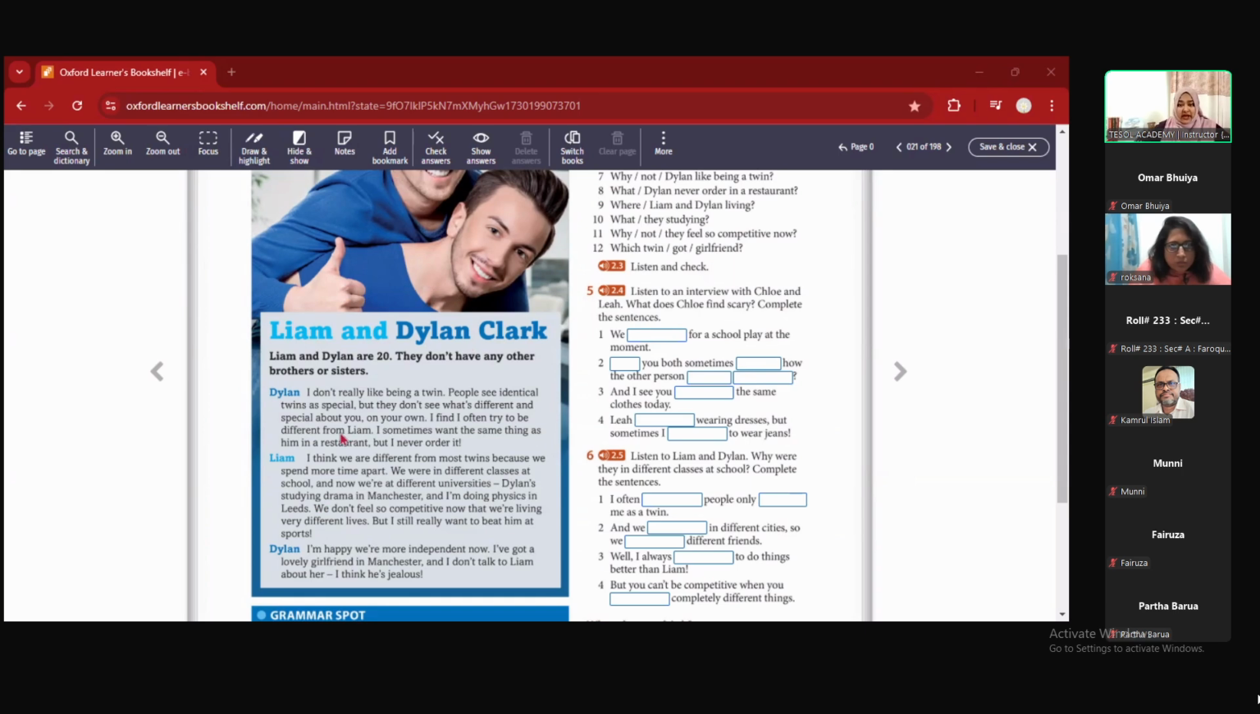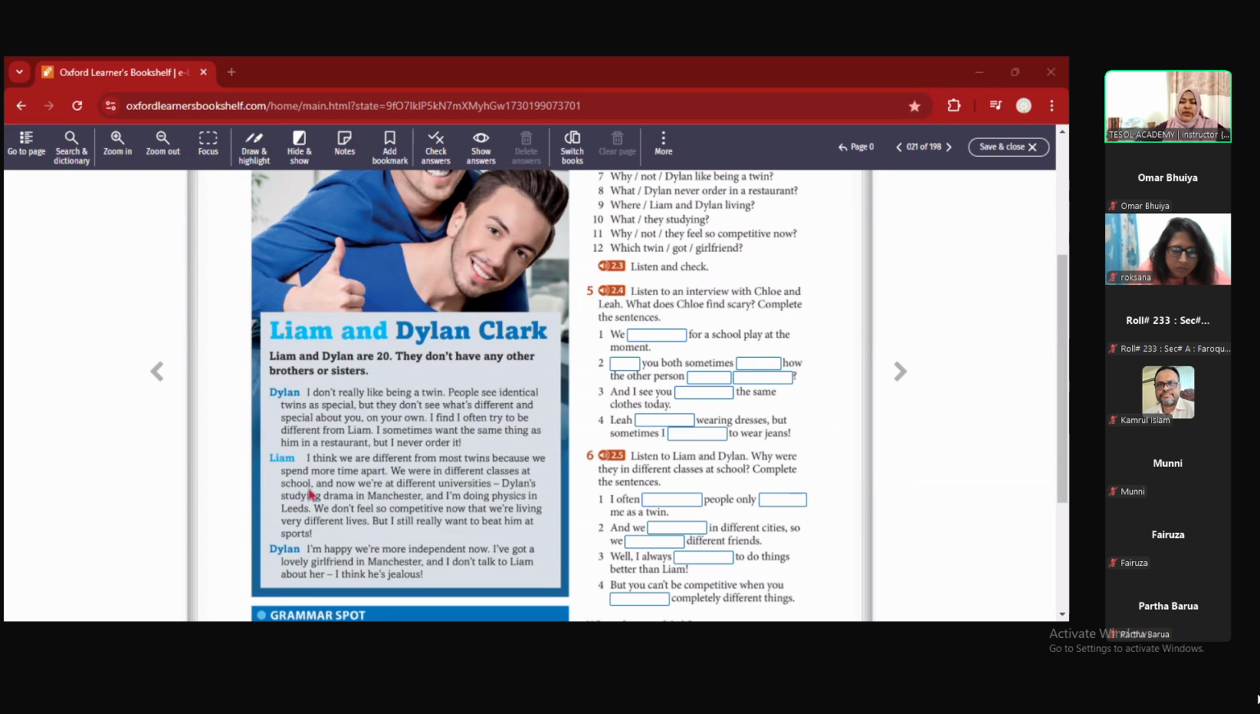They don't have any other brothers or sisters. Dylan: I don't really like being a twin. People see identical twins as special, but they don't see what's different and special about you on your own. I find I often try to be different from Liam. I sometimes want the same thing as him in a restaurant, but I never order it.